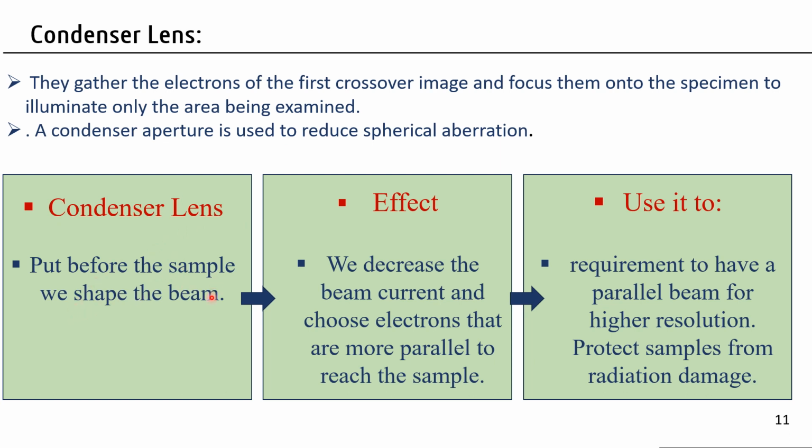The condenser lens is put before the sample because we shape the image. With the effect of this condenser lens, we decrease the beam current and choose the electrons that are more parallel to reach the sample. Why do we use this condenser lens? It is required to have a parallel beam for high resolution and to protect the sample from radiation damage. Basically, a condenser aperture is used to reduce spherical aberration, which we will discuss in later slides.